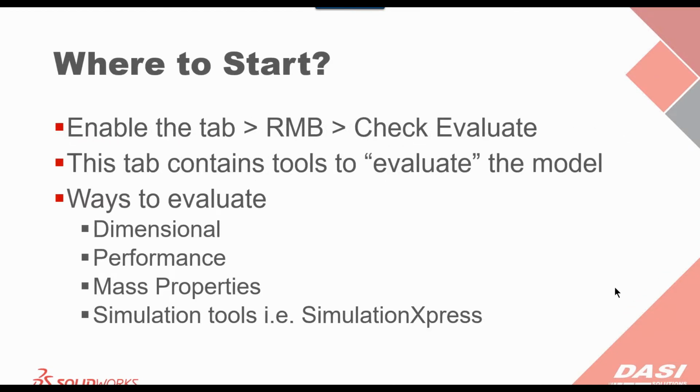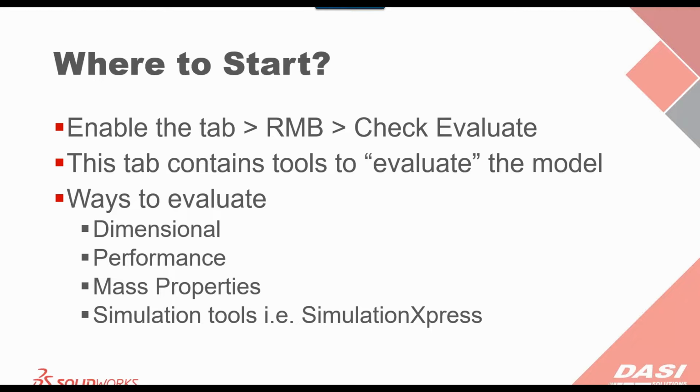How are you going to access these tools, right? You have to enable the tab first. Very simply, just like you enable any other tabs within SOLIDWORKS, like your mold tools, sheet metal, weldments, any of these types of things. It's a right mouse button click on the tabs, and then you're just going to check Evaluate, and that's going to open up that CommandManager toolbar. So this tab contains all the tools that you're going to need to evaluate your model.